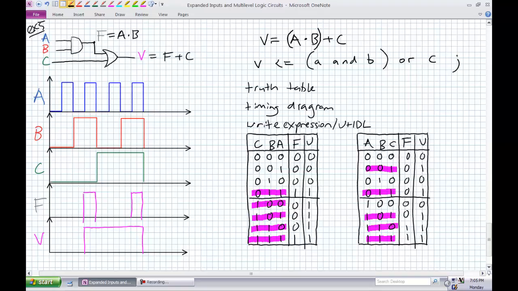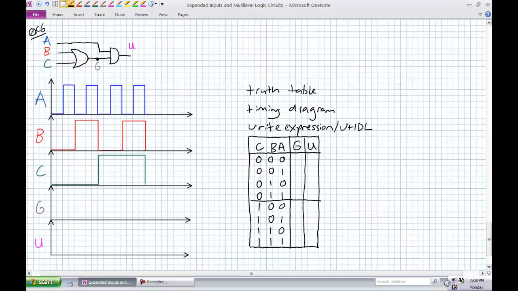All right, let's do one more example. Let's do example six. Here's example six. All I really did was flip-flop the AND and OR gates, and now the bottom two, B or C, are being ORed first, and they are in turn being ANDed with A. What does this expression look like? Use that intermediary value, G. G to me looks like it's B or C. So I'm going to write that down. G is equal to B or C.